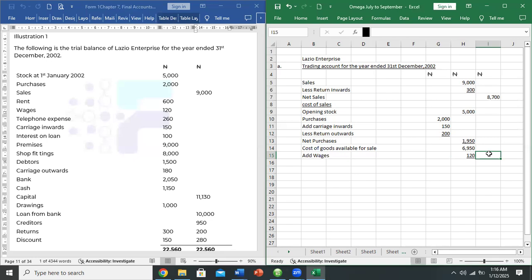So 6,950 plus 120. Please, if you have done the calculation, let me see. How much would you get? 6,950 plus 120. Prof. Amanda.